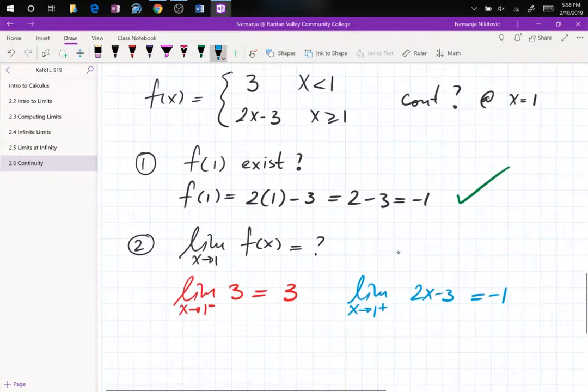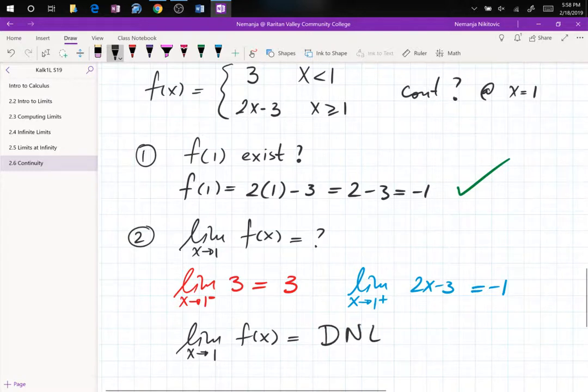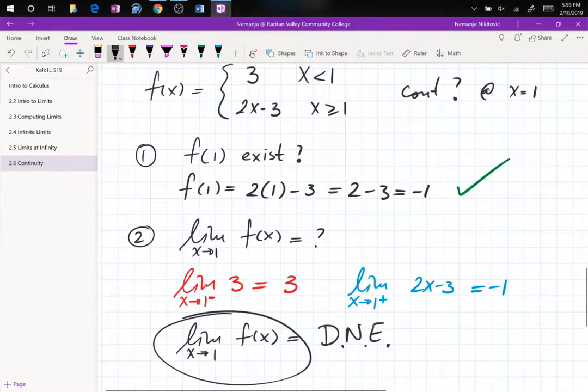Whoo. What did we just see over here? Limit as x goes to 1 of f of x. Does not exist. Very good. Because the left limit and the right limit do not agree. That was the first major theorem we learned in calculus. The left limit and the right limit must have the same value in order for the overall limit to have the same value. That was the way to calculate limits.